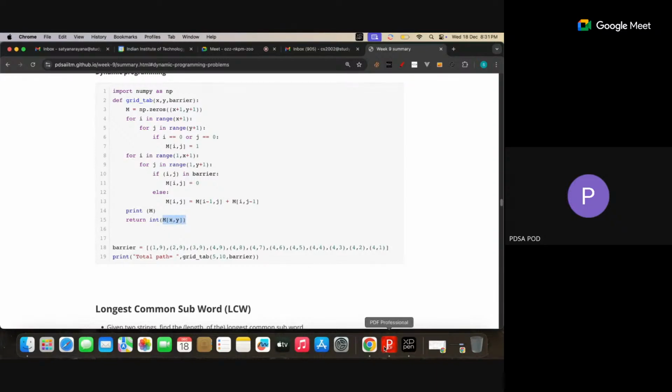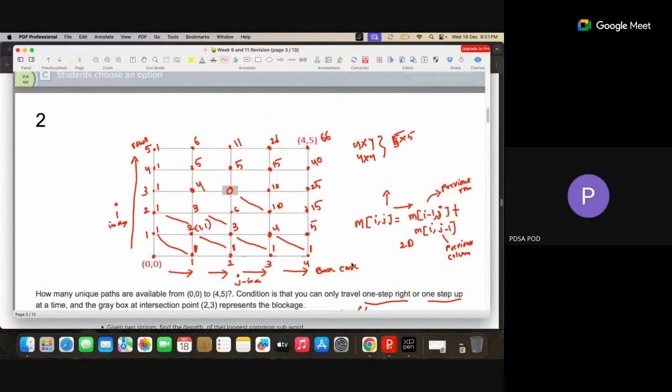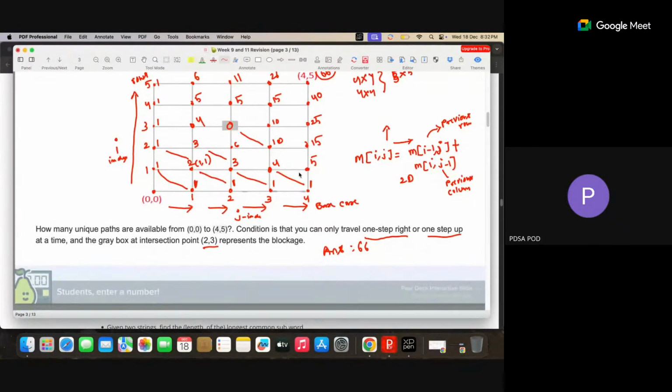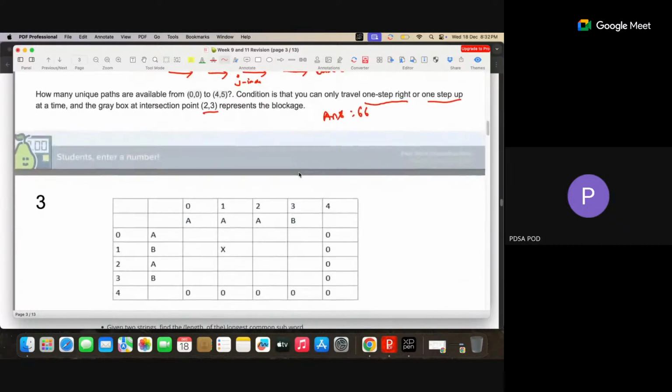The right topmost value, 66, is the number of different ways to reach from 0,0 to 4,5. Mostly don't worry, we don't give a bigger dimensional array, mostly a smaller dimension array. Okay, sir. Good. So this is one standard problem. Generally from week 9 we definitely ask this way.